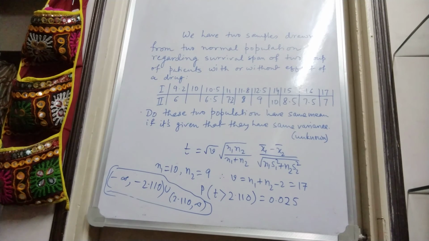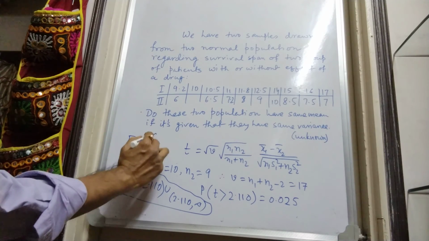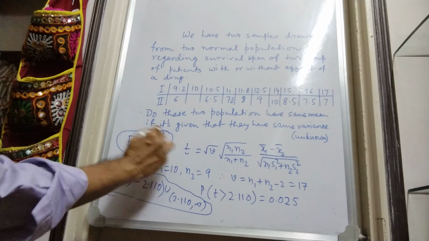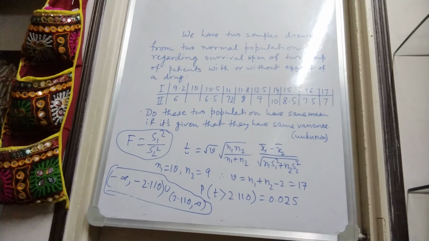For that, we will have to use the F statistic, which is given by S1 square by S2 square. That is another story, and we can test this hypothesis that they have the same mean given that they have the same standard deviation.